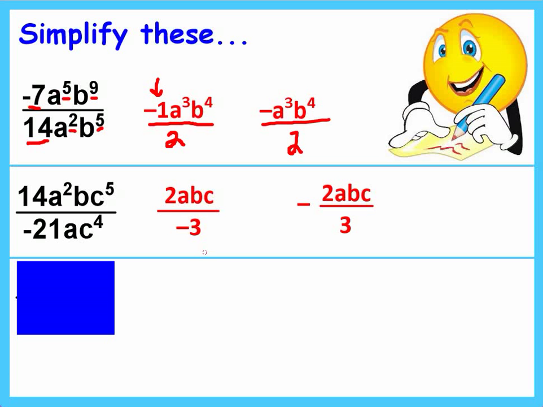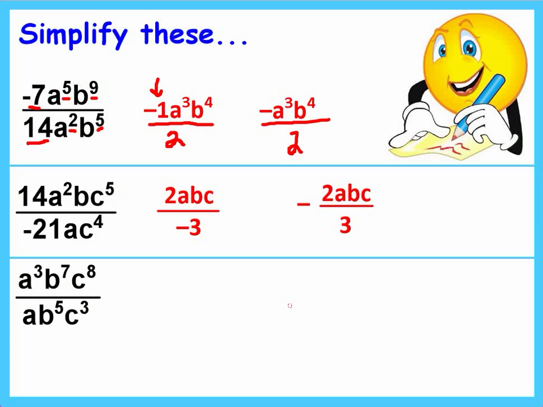Remember, with a fraction, the negative can be on the bottom, the negative could be on the top, or the negative can be in front of the fraction bar. Both of these are correct answers. Last one, you can do it. Write it down, work it out. When you're ready, press play to check your answer.